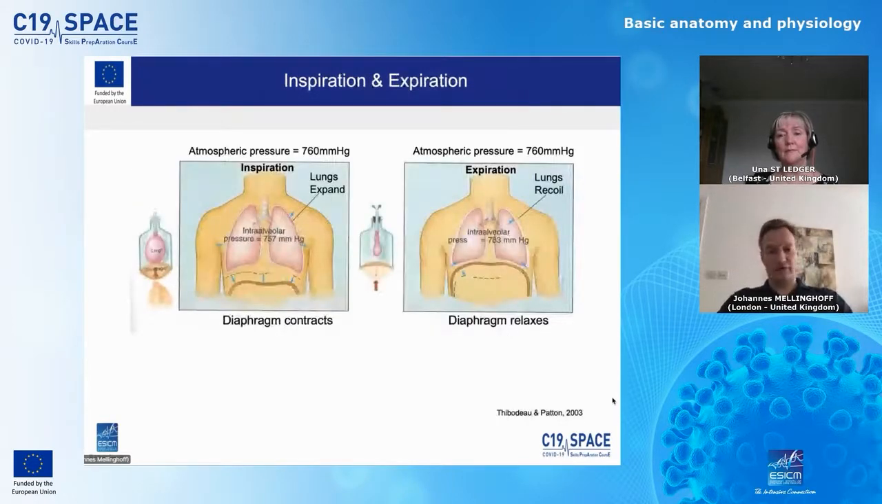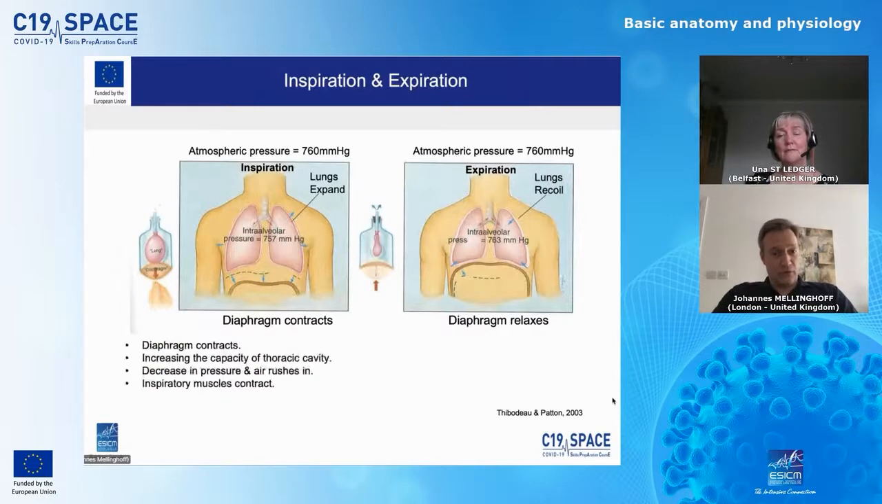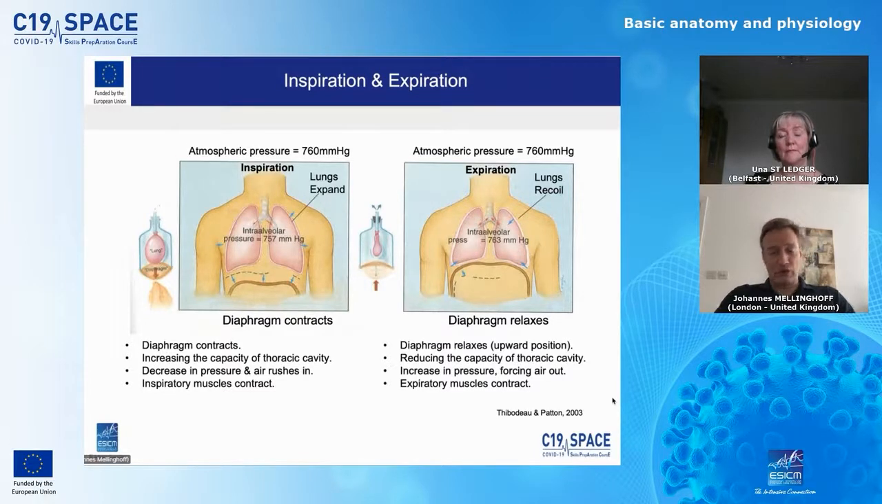Here's a further depiction of exactly this. We've got inspiration on the left side of the screen and expiration on the right side, with the according pressure changes. So the diaphragm contracts, increasing the capacity of the thoracic cavity, and inspiration through muscle contraction takes place. On the right side, the diaphragm relaxes, reducing the capacity of the thoracic cavity, forcing air out.